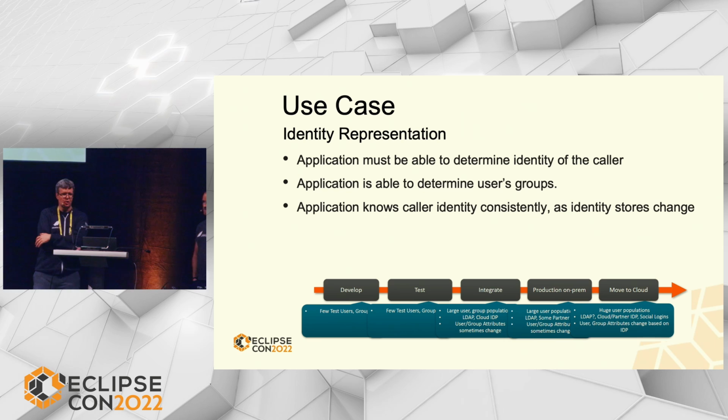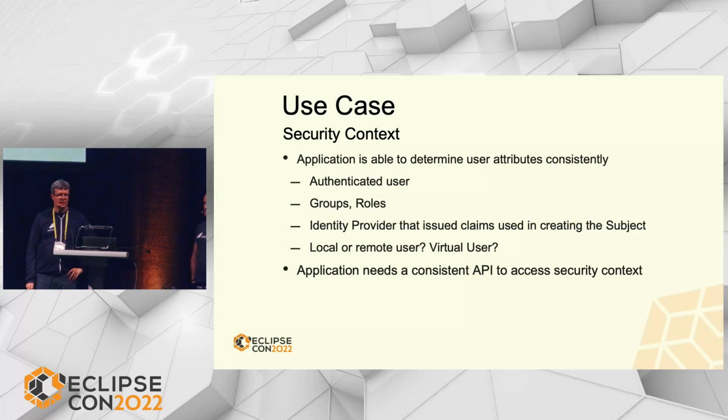The application must be able to determine the identity of that caller. When we say caller, we usually refer to it based on the spec. Some of the other frameworks sometimes call this user. The security context allows the application to access user attributes consistently, whether a user is authenticated or not, the groups and the roles, identity providers, and also a consistent API to access the security context.